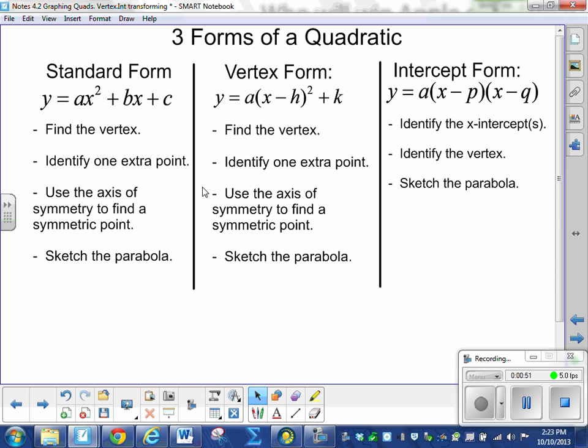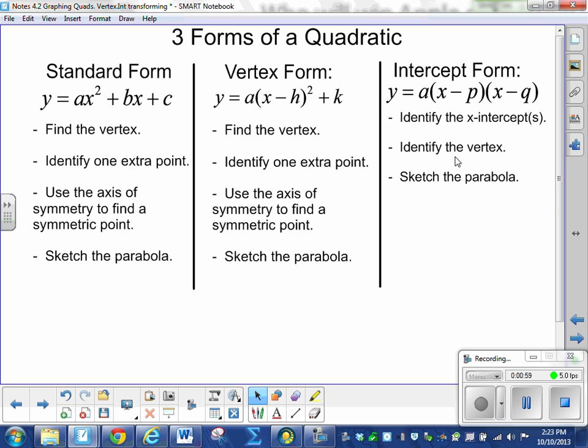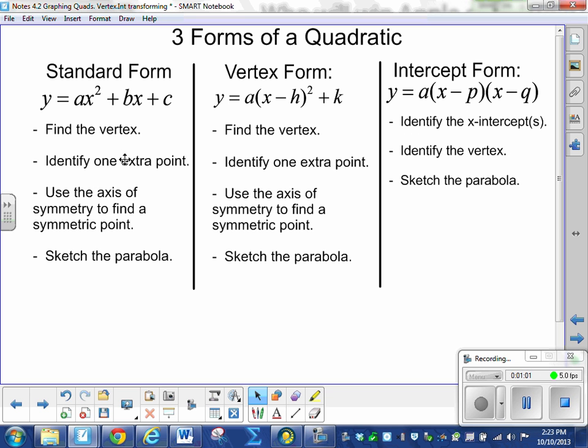So these are the steps that we went over in class that I would require for you guys to graph these. There's more ways than this, but this is the way that we kind of just went over in class. Okay. Standard form, vertex form, same thing. Find the vertex, extra point, find the symmetric point, and then sketch. Intercept form is a little bit different. You're going to find your x-intercepts first, and then from there you're going to find your vertex, and you'll have your 3 points that I require, and then sketch your parabola.